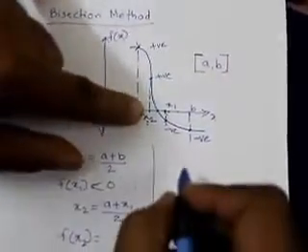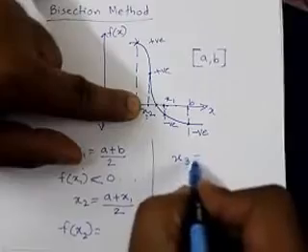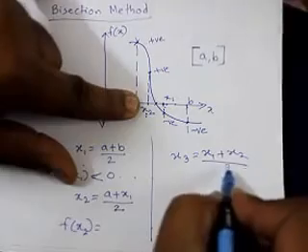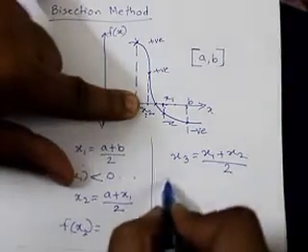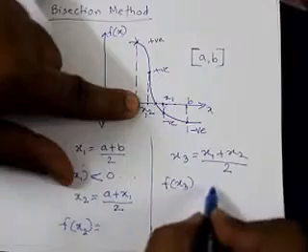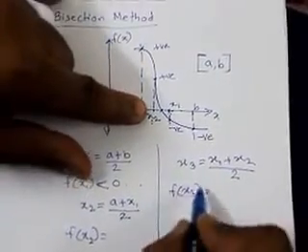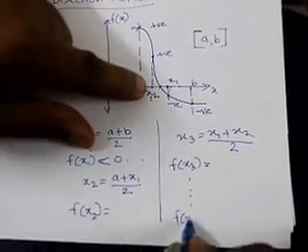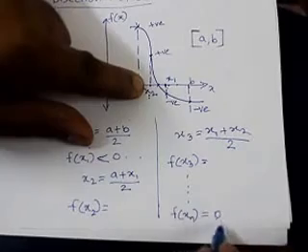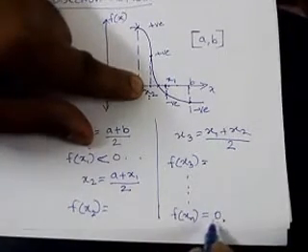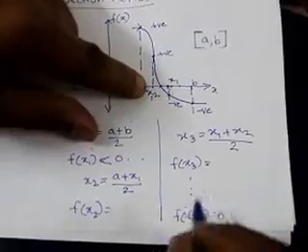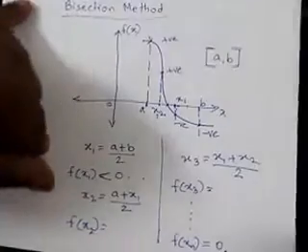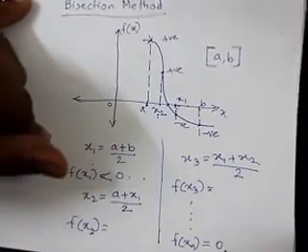So the third iteration, x3, will be (x1 + x2) divided by 2. Again we'll find out what f(x3) is going to be, and then continue this method on and on until we reach a point, say f(xn), which will be 0. Here we can say that we have reached the actual solution.